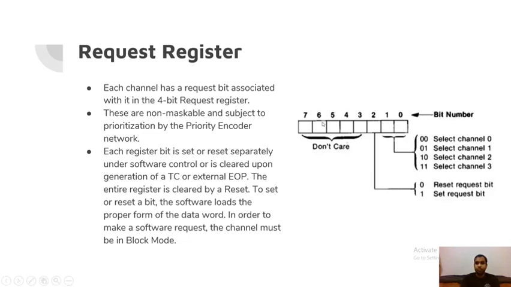The bits from 7 to 3 are in a don't care condition, and the bit at position 2 is the set or reset request bit, and the combination of these 2 bits tells which channel is selected.